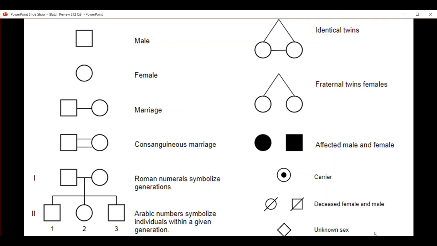Now let's start by also being familiar with the different symbols. So don't forget all of this. Just try to remember. The male is a square, female is a circle, marriage is one line between a male and a female. Consanguineous marriage would be two lines. Affected males and females would be shaded. A carrier, but not always the case, would have a line or a circle in the middle, and several other things. You have to take note of that. You just need to familiarize yourself with this.